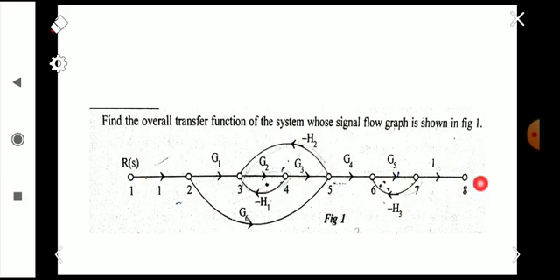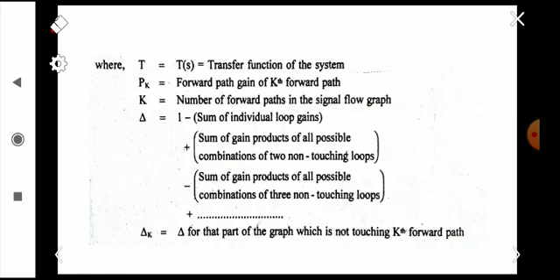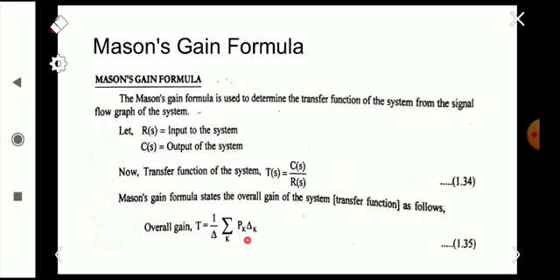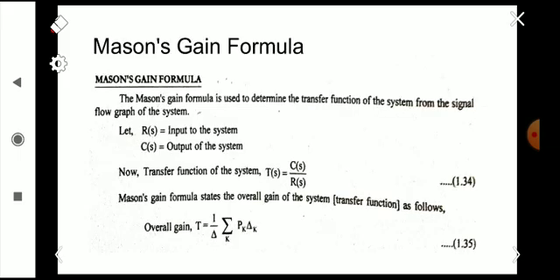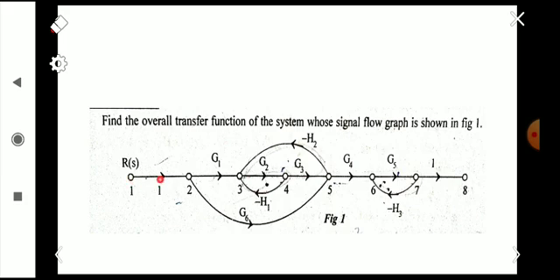Another forward path is 1, then G6. Listen carefully: G6, then G4, G5, 1. So this is another forward path. So two forward paths will be there, and k will be the number of forward paths. And here Pk will be the forward path gain of the kth forward path. If you are considering the first forward path, it is the forward path gain of the first forward path. Here we are assuming that this is the first forward path.